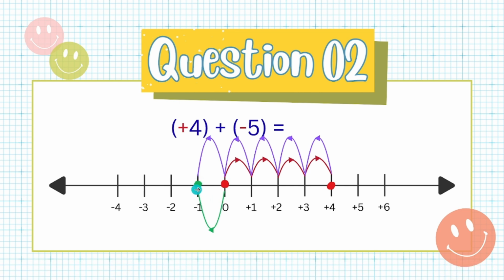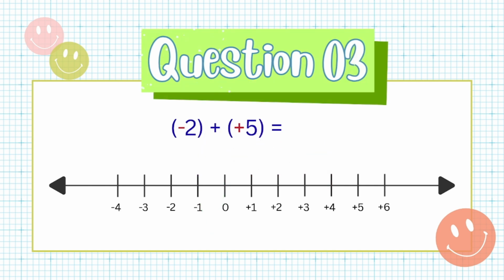Then we have come to the final destination. It is on minus 1. It's very simple. The only thing you have to keep in mind is, if it is plus, jump towards right. If it is minus, jump towards left. Okay, let's move with question number 3.